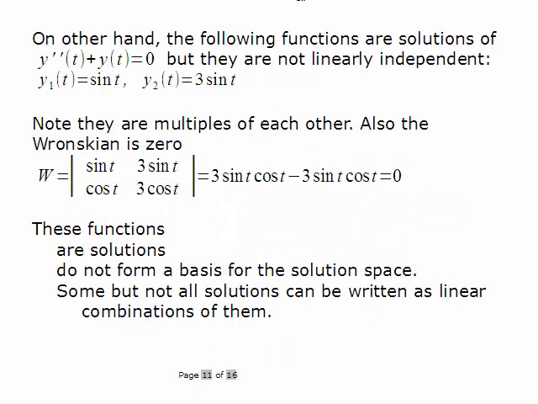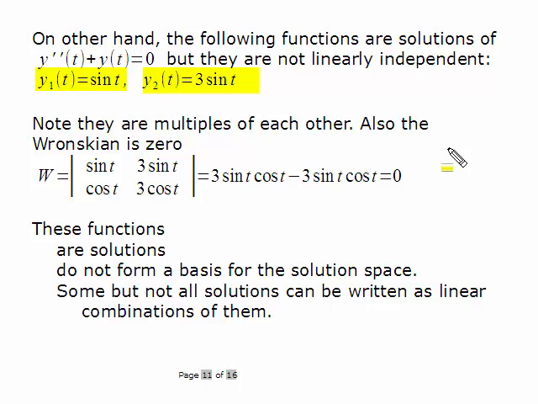So I want to show you one that doesn't work. So we had the same differential equation before, and now we can say that these two functions, sine t and sine 3t, they both solve that differential equation. If you put them in the differential equation, taking the second derivatives, adding them to the function, they'll equal 0. But you can see right off that they are multiples of each other. So if they're multiples of each other, they are not linearly independent.